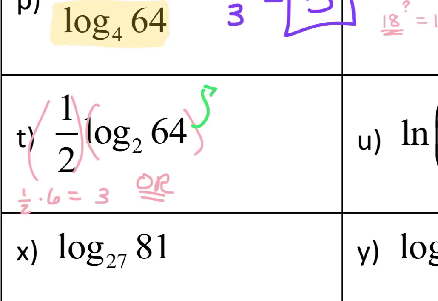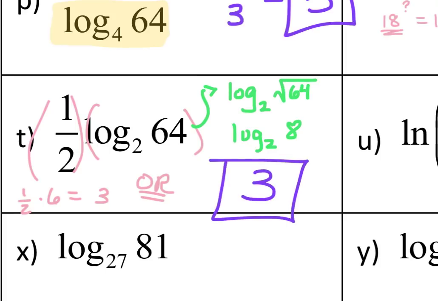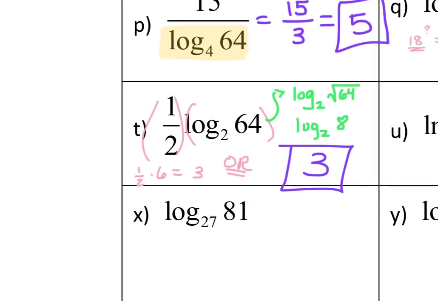Or you can say, let me switch colors here. You can say, look, I know from a topic that we haven't talked about yet in this video, but you know from class, that you can take that 1/2 and make it the square root of 64, 64 to the 1/2 power. So this would be log base 2 of 8. And then the exponent that you put on 2 to get 8 would be 3. So either way, your answer is going to be 3. So two ways to do that problem. Doesn't matter. I want you to know that the answer is 3.